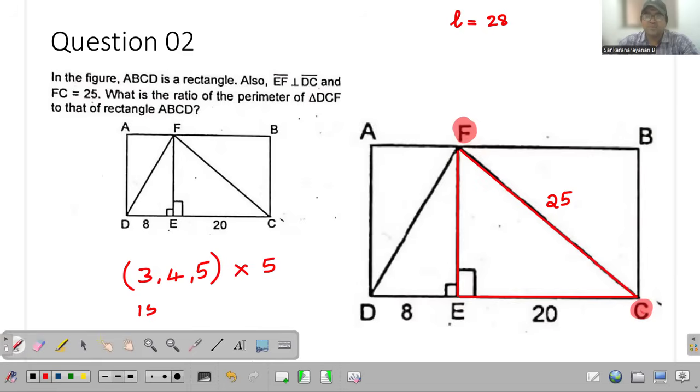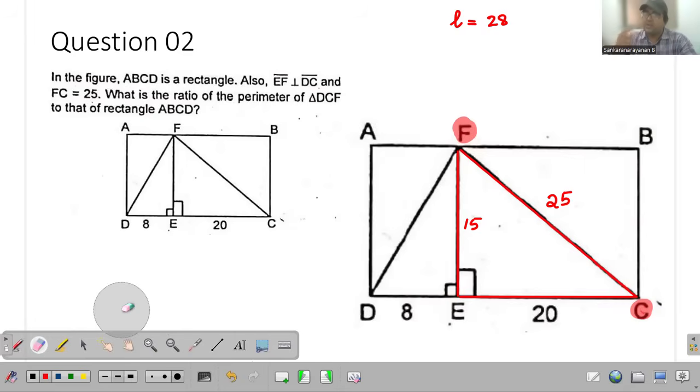So I can say this comes as 15. 4 5s are 20. 5 5s are 25. So 15, 20, 25 should also be forming a Pythagorean triplet. And if you observe, we have this 25 here, we have this 20 here. So the missing link FE should be equal to 15 units. Clear? So that you are getting a right angle triangle here, 15 square plus 20 square is equal to 25 square. If you are able to remember that Pythagorean triplet aspect, you can arrive at FE equal to 15 very fast.